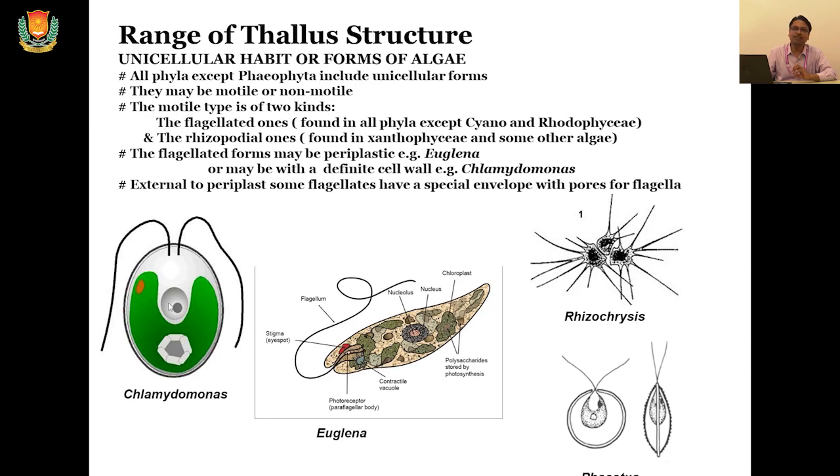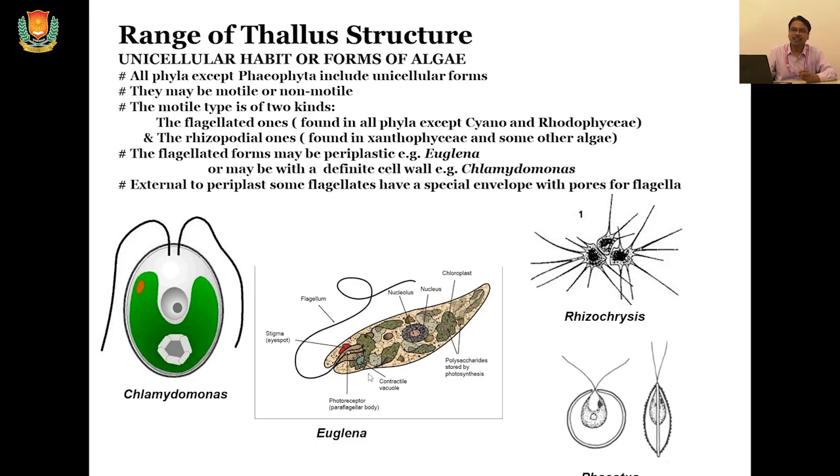And second, unicellular types may be motile due to rhizopodia. These rhizopodial ones are found in Xanthophyceae and some other algae as well, like in Chrysophyta. Here I am showing you one example of a flagellated unicellular thallus, that is Chlamydomonas. Here you can see that this is a unicellular alga which has a flagellum, and it is motile in the water stream. It can move according to its needs. And here I am giving you an example of rhizopodial ones like Rhizochrysis.